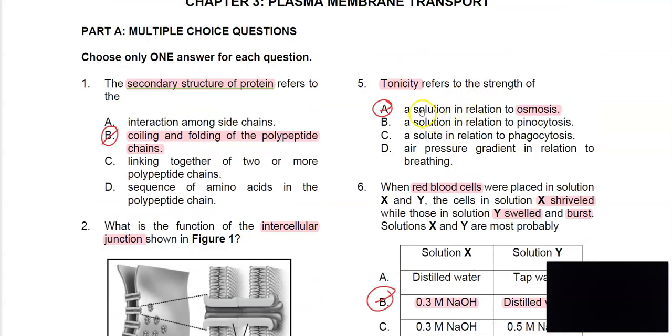Question 5. Tonicity refers to the strength of a solution in relation to osmosis. So the answer will be A. Basically, osmosis involves the movement of water molecules across a semi-permeable membrane. And for tonicity you have 3 different kinds of solution that cause water molecules to move from one region to another: hypertonic solution, hypotonic solution, and isotonic solution.